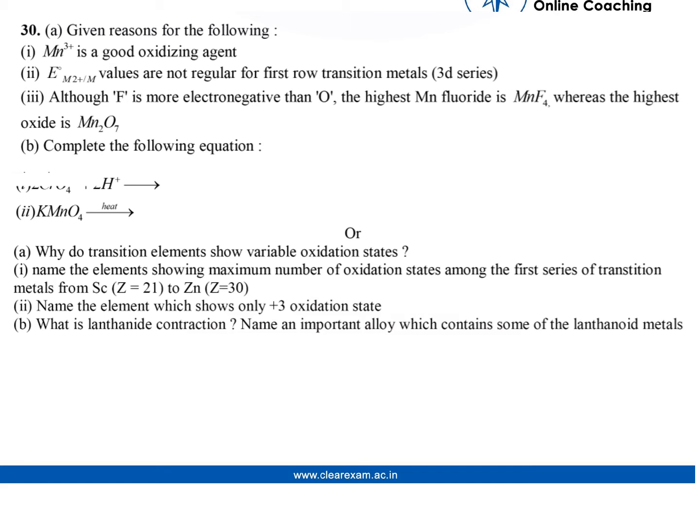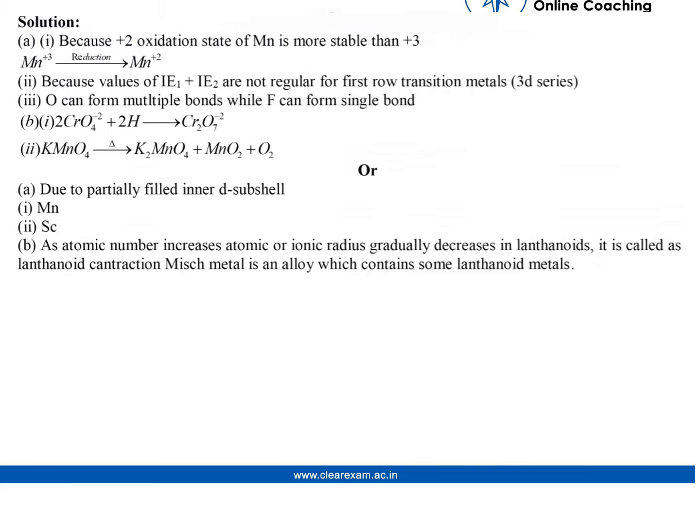First part, name the elements showing maximum number of oxidation states among the first series of transition metals from Sc, Z equals 21, to Zn, Z equals 30. Name the elements which show only +3 oxidation state. B part, what is the lanthanide contraction? Name an important alloy which contains some of the lanthanoid metals.